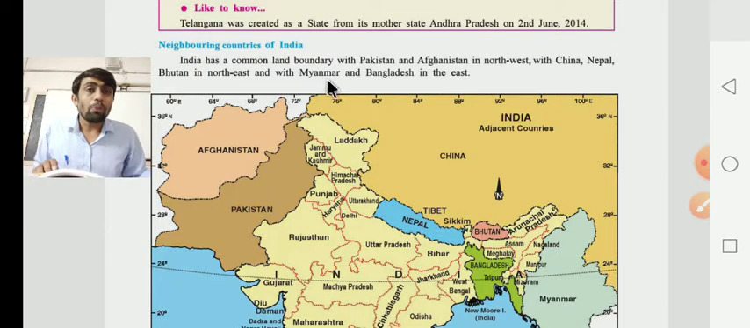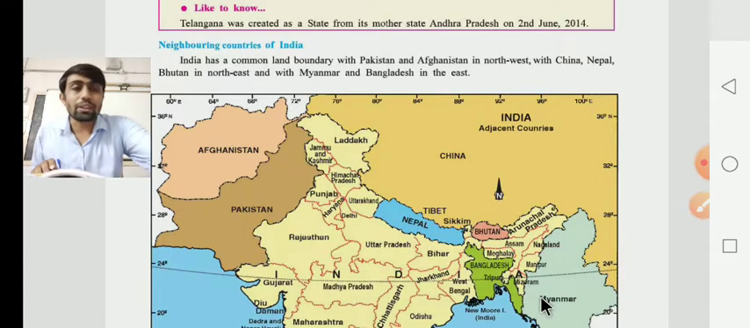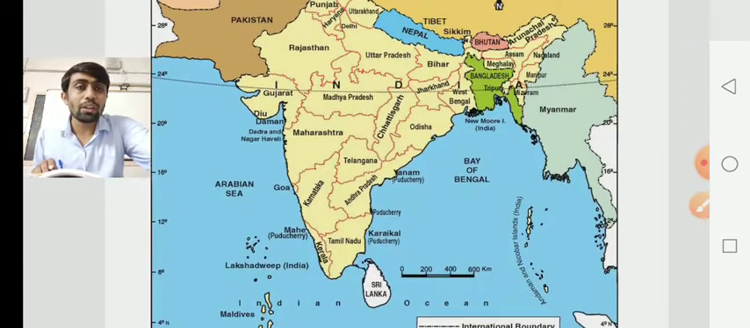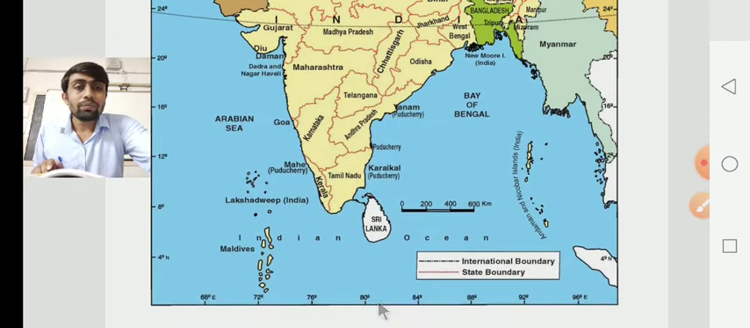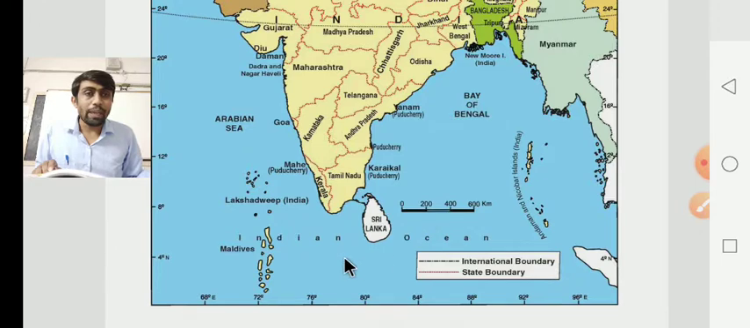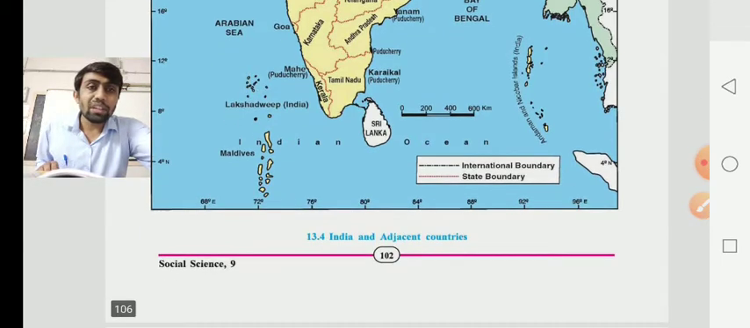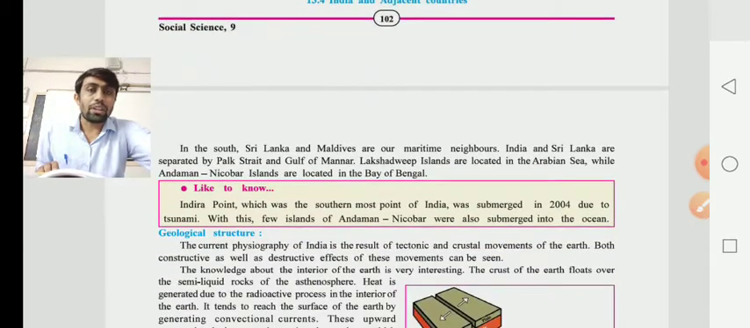In the east, here Myanmar is, and Bangladesh is, in the east direction. So these are all our neighboring countries: Pakistan, Afghanistan, Nepal, Bhutan, China, Bangladesh, Myanmar. Here Sri Lanka is. Here are the Bay of Bengal, Indian Ocean, and Arabian Sea. So these are India and the adjacent countries.